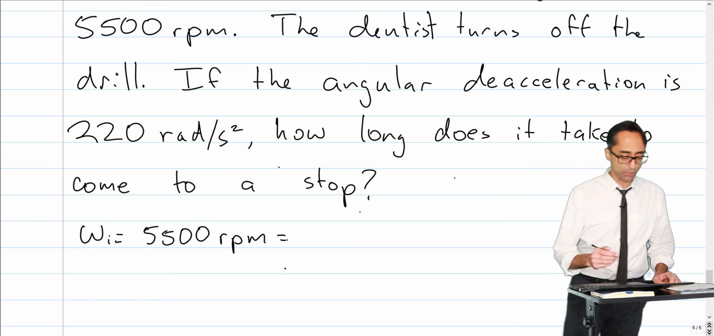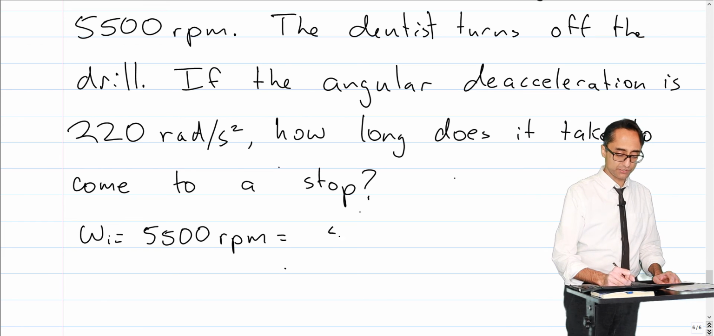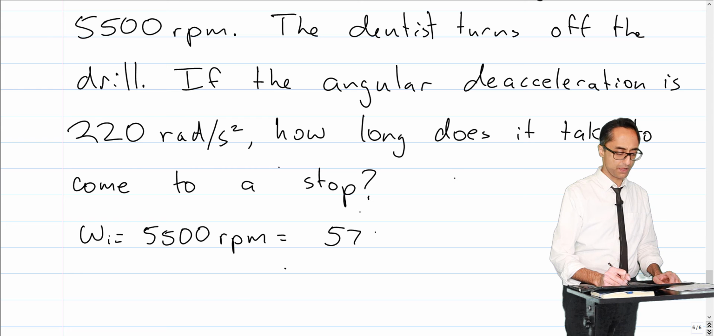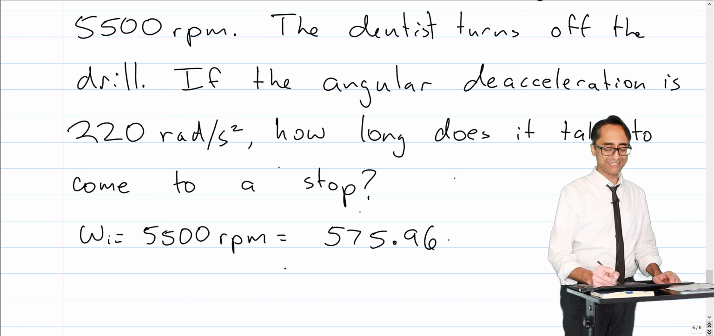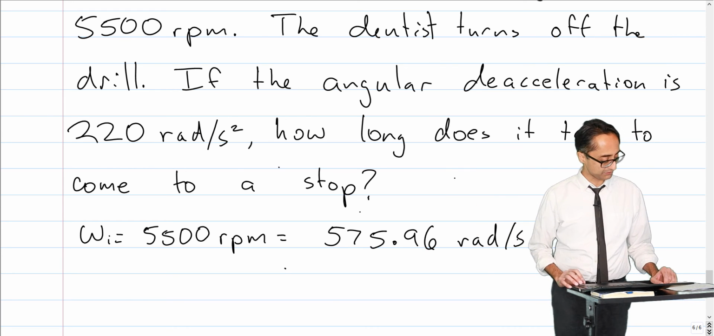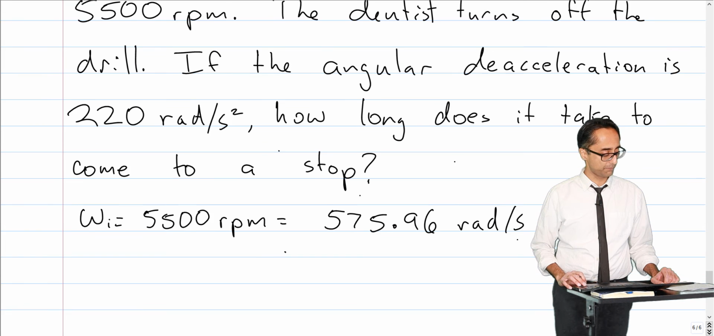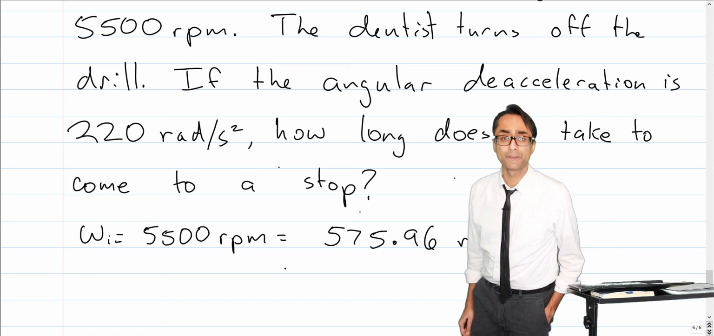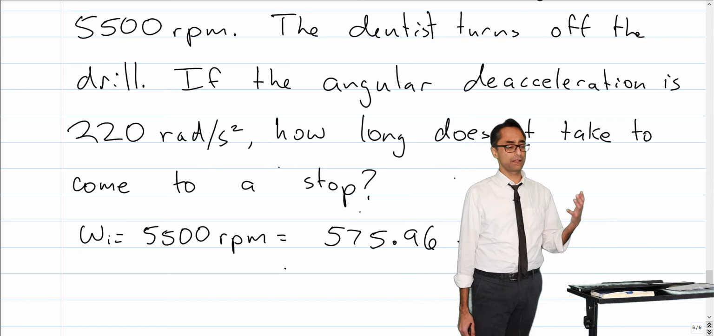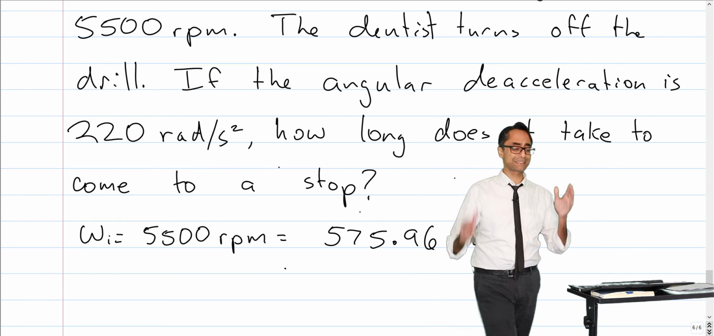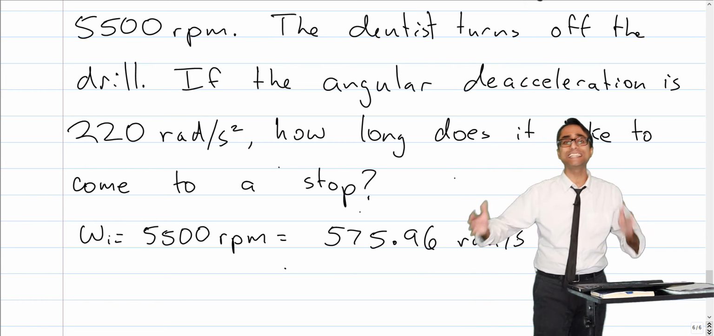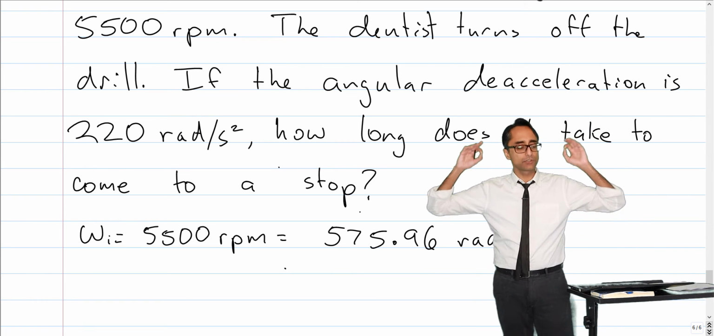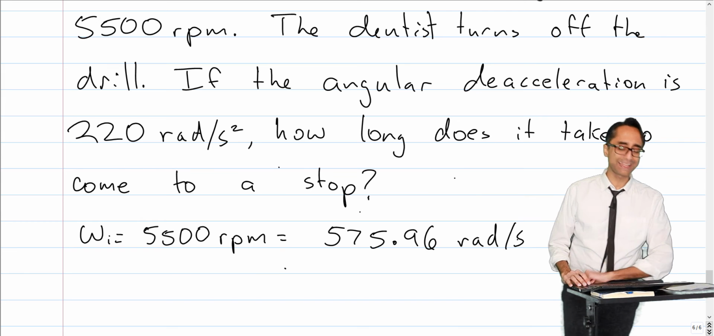Okay, let's check our work. Keeping a couple of extra digits around just for safety, I get 576, but I'll write it as 575.96 radians per second. Far more accuracy than I need. I probably should have rounded before, but it's okay. What else do I have? Well, the dentist turns off the drill and it says directly the angular deacceleration. The angular deacceleration. What term is that?